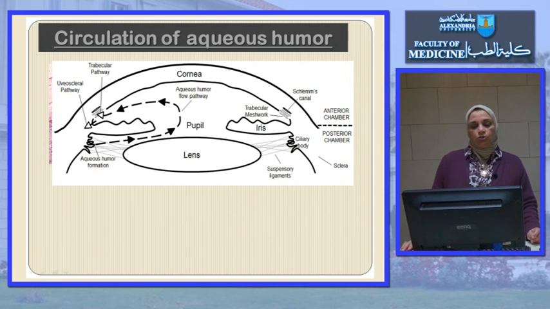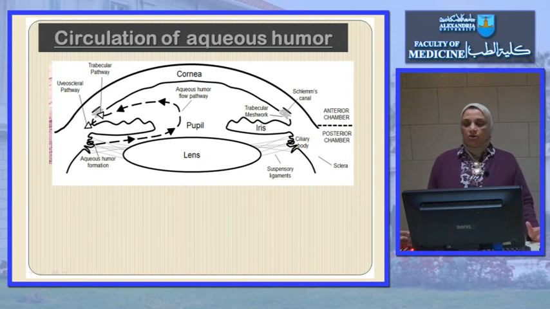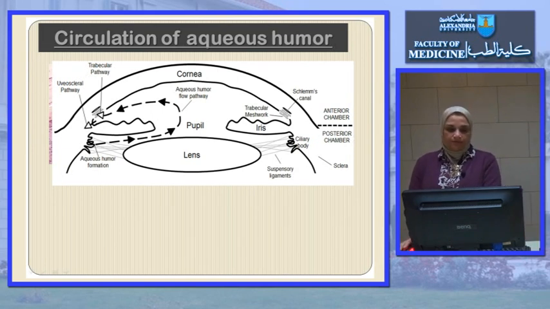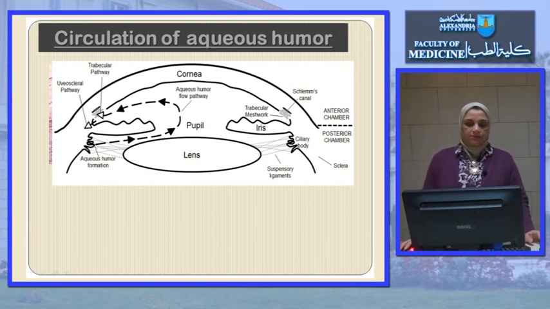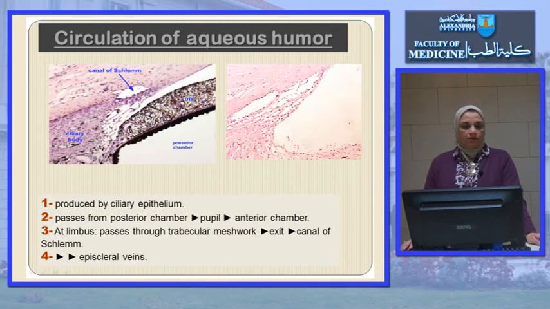From this trabecular meshwork, we go to a canal called the canal of Schlemm, a circular, irregular opening encircling the limbus around the eyeball, which is an endothelial-lined vascular space. There is drainage from the trabecular meshwork, opening into the canal of Schlemm, and then it will be drained to the episcleral vein.